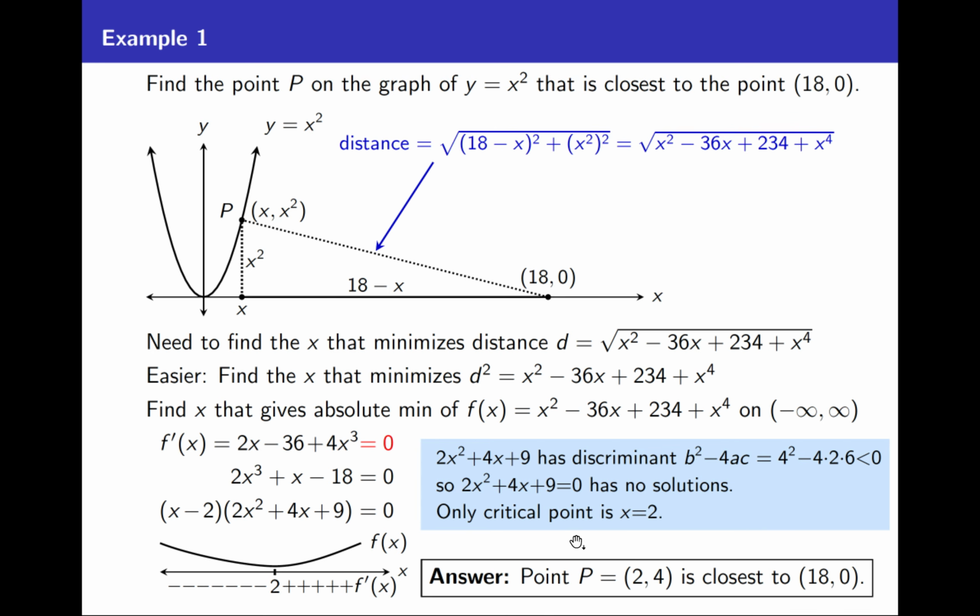So the answer, the point that's closest to 18, 0, it's the point on the parabola with x coordinate 2, so its y coordinate is 4, 2 squared. So the answer is the point P equals 2, 4 is closest to the point 18, 0.